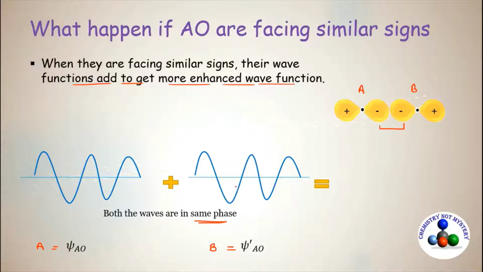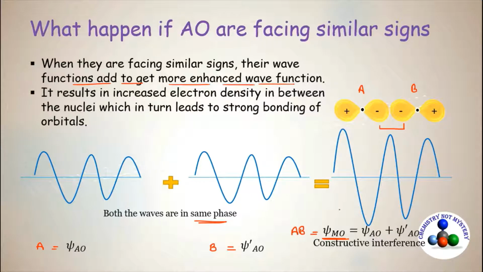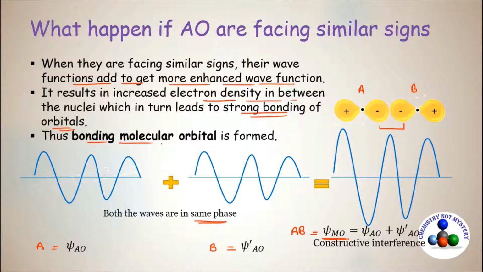So when you add both the wave functions, you will get a more enhanced wave function, and this is the wave function of the molecular orbital of molecule AB. It results from the addition of both the wave functions. Because of it, electron density increases in between the nuclei, that in turn leads to a stronger bonding of orbital. And the molecular orbital resulting from the combination of both atomic orbitals is known as bonding molecular orbital.